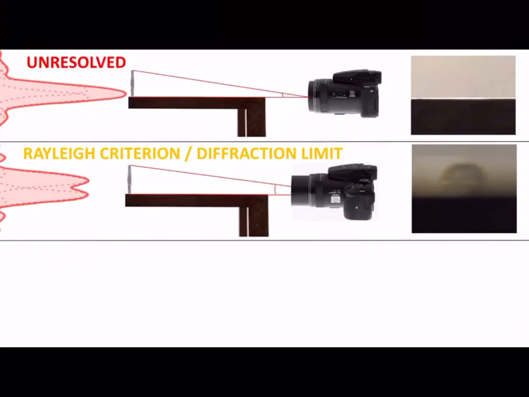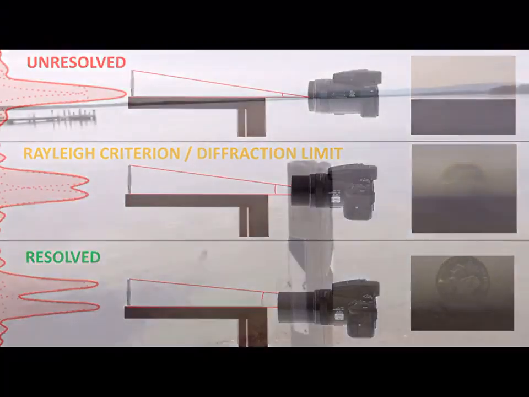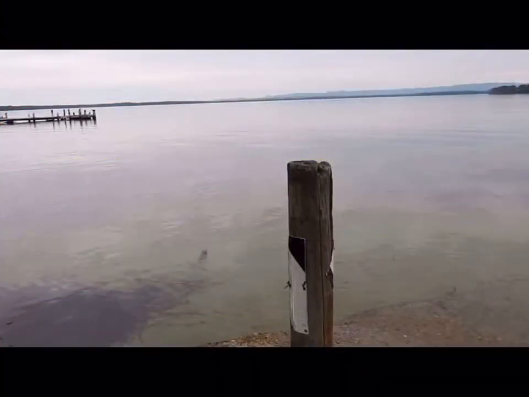Now, when you zoom in enough, it will meet the Rayleigh criterion, where you can see the two distinct objects again, the coin and the table. And when you get past that diffraction limit, you can fully resolve the object. Now this has all to do with the angle that you are viewing an object. Now that we know about angular resolution and the diffraction limit, let's add some distance.